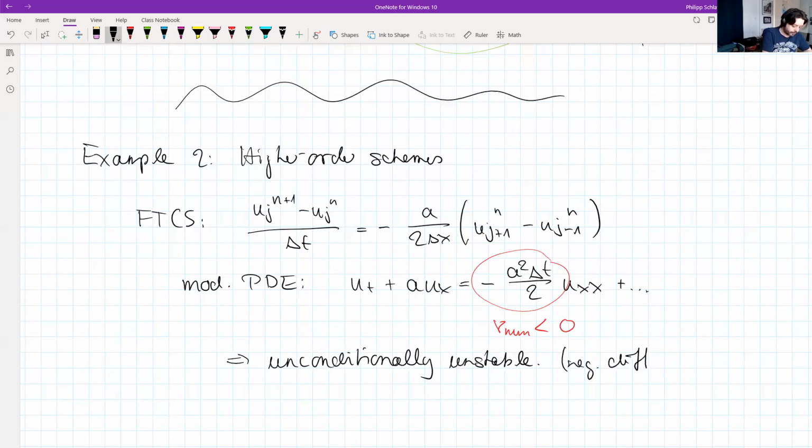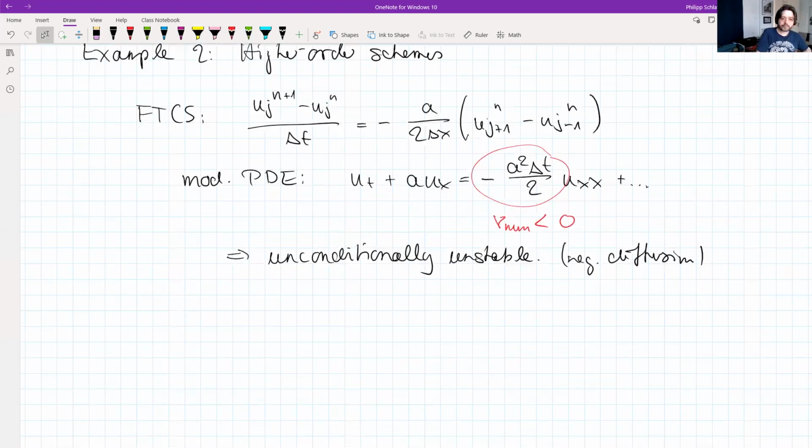Negative diffusion. Okay, now this is nothing new. I mean, this we knew, but what I would like to do now is to try to make this scheme actually stable. Why do I want to make this scheme stable? Well, because this is second order in space. So I would like to have a scheme that actually is more accurate in the spatial discretization. So I would like to start from this one and make this one stable. So how do I do that?